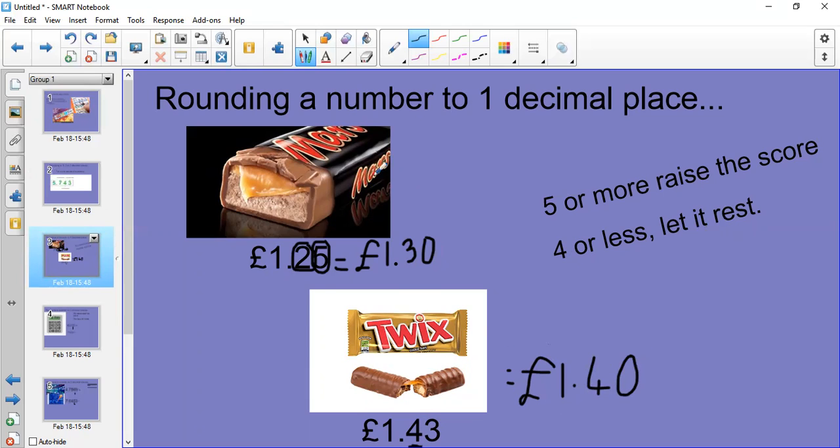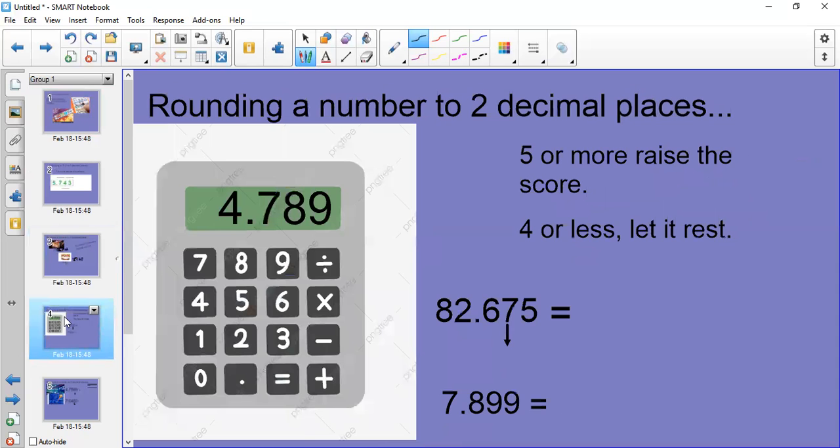Okay, so that's rounding a number to 1 decimal place. What happens if you get a question that's asking you to round a number to 2 decimal places? Well, you just follow the same rule, but you just go a tiny bit further.